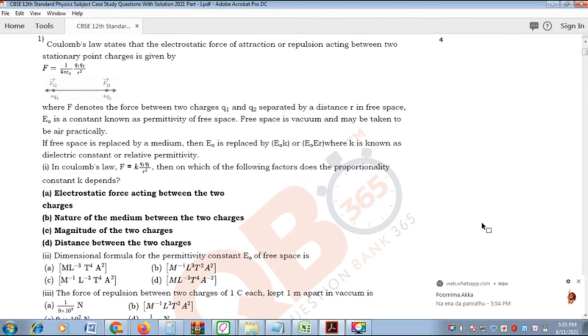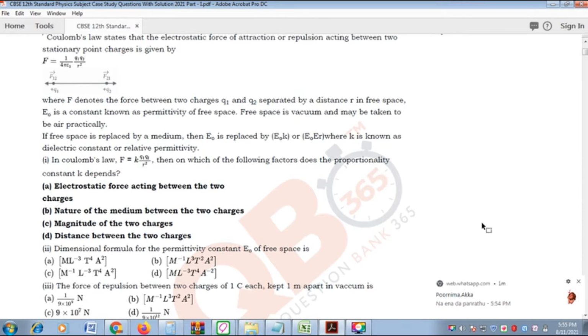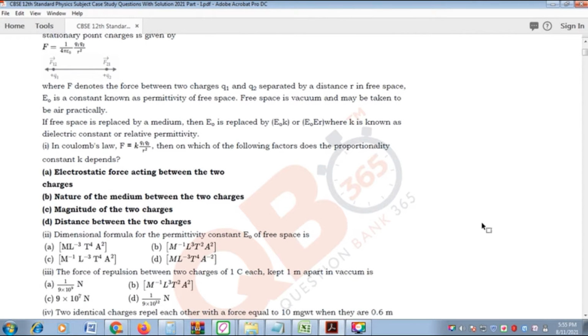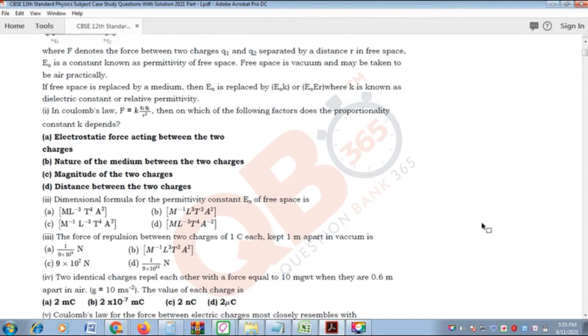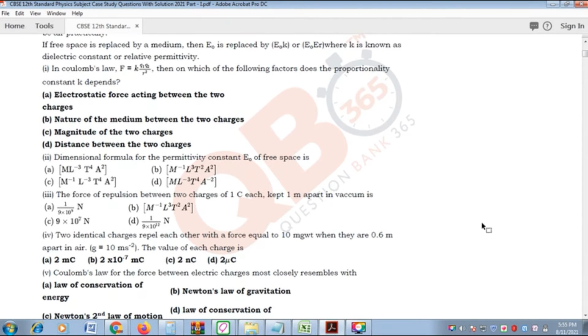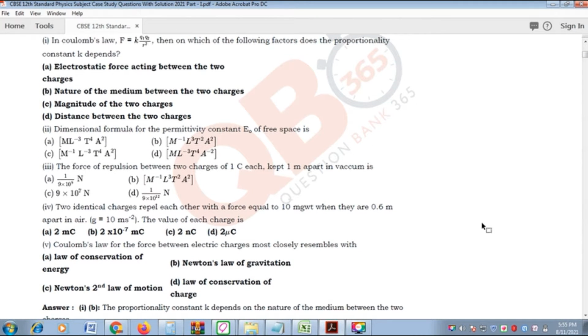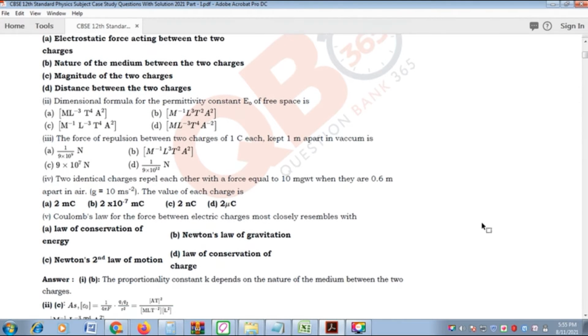The first one is about the electrostatic force acting between the two charges. You can follow the above paragraph, and only then can you get the perfect answer. The first one is fully based on the above paragraph. I can scroll down and you can see the first question answers.